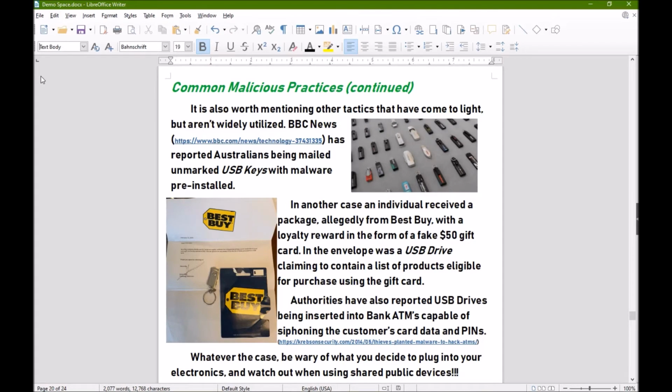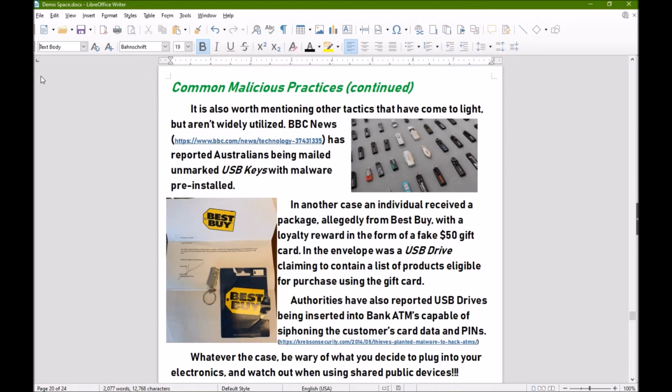BBC News has reported Australians being mailed unmarked USB keys with malware pre-installed. In another case, an individual received a package, allegedly from Best Buy, with a loyalty reward in the form of a fake $50 gift card. In the envelope was a USB drive claiming to contain a list of products eligible for purchase using the gift card. Authorities have also reported USB drives being inserted into bank ATMs, capable of siphoning the customer's card data and PINs.